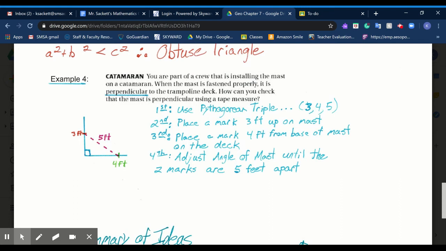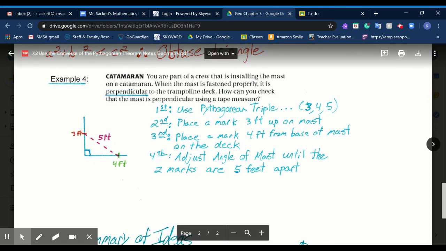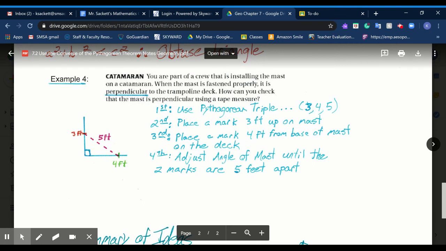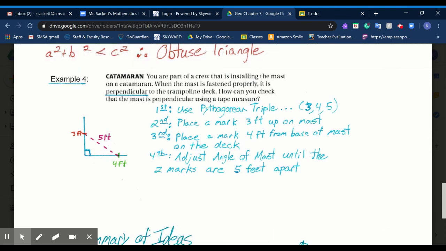So what you'd want to do is pick any Pythagorean triple. In this case, I chose a 3, 4, 5. You could use any Pythagorean triple relationship. On the mast, you would want to put a mark that is 3 feet up. And then on the deck, from wherever the base of the mast is, you would want to put a mark 4 feet away. Then, using the tape measure, you would want to adjust the angle of the mast in between, using the tape measure to measure from the two marks. Once that equals 5 feet, then you know you have that right triangle because the Pythagorean triple makes that right triangle.